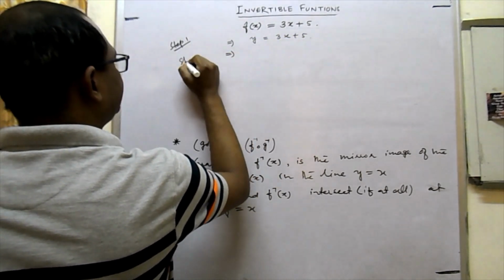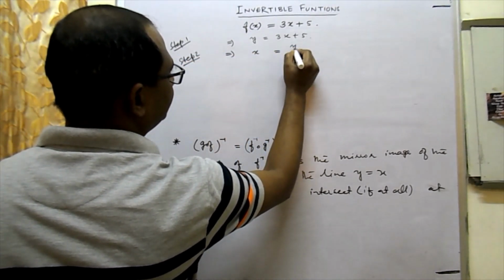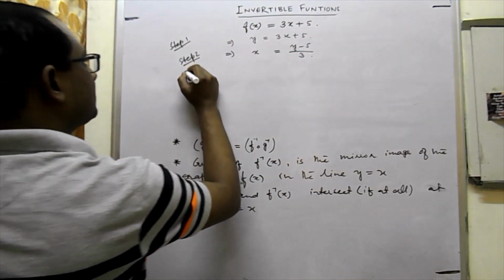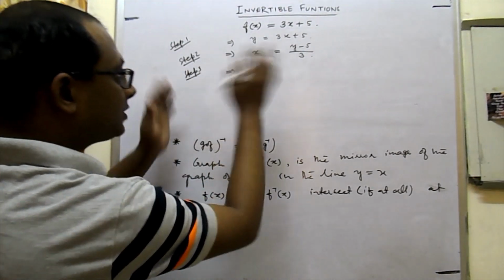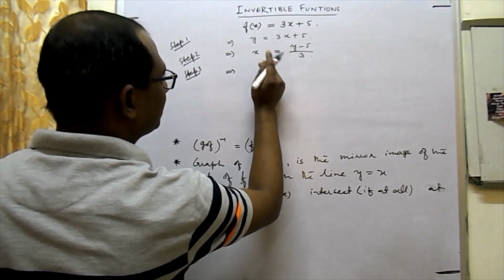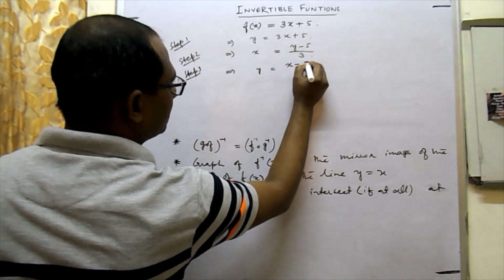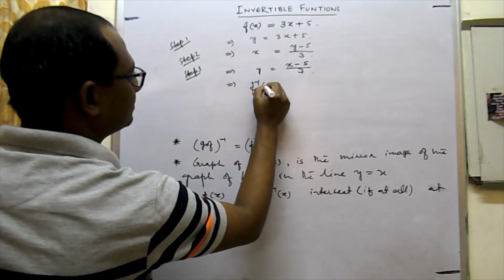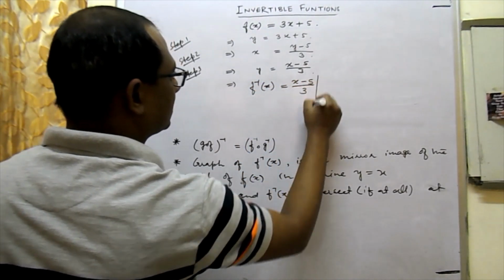Step 2 will be: find x in terms of y. Step 3 will be: swap the values of x and y. That is, in place of x you write y, and in place of y you write x. Then in place of y simply write f inverse. That will give us the inverse all the time.